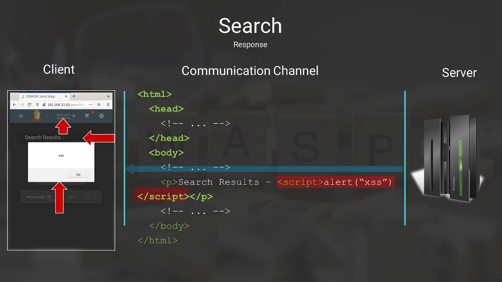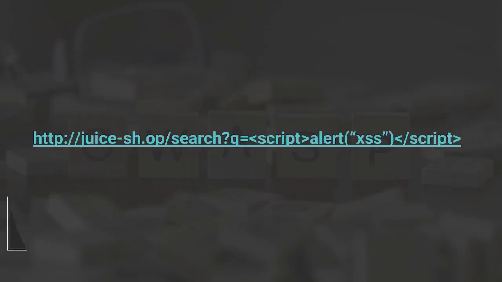The HTML tag script has a special meaning, and the code inside the tag is executed as JavaScript, popping up the modal box saying XSS. In this scenario, sharing the URL with other users will trigger the same behavior in their browsers, meaning that we can run arbitrary code remotely.